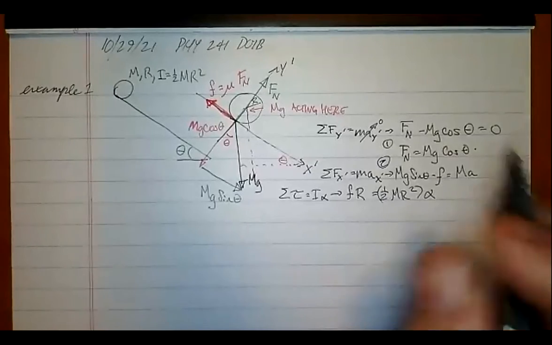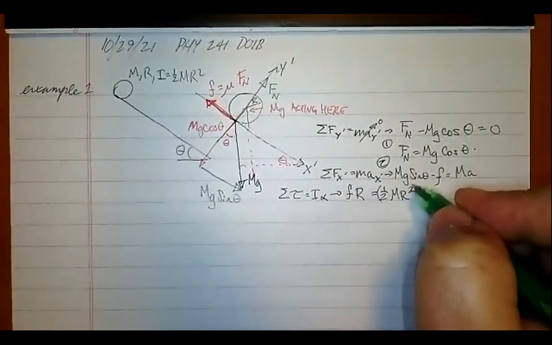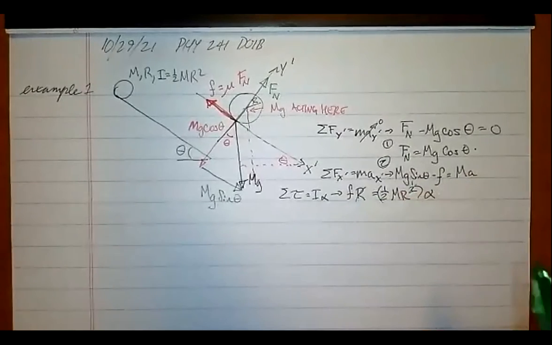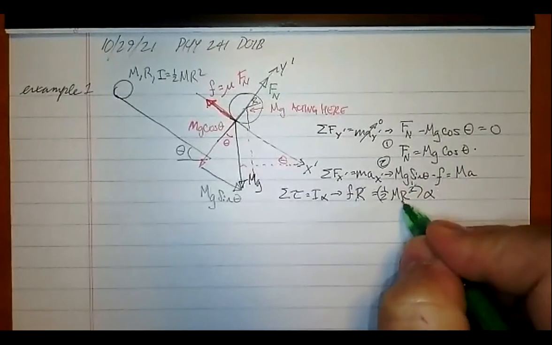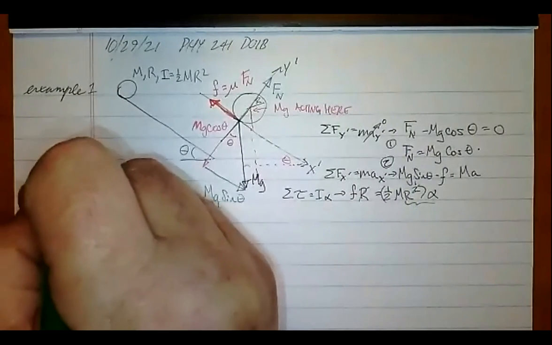Now what you can see is that I've got 2 r's here. One of those is going to cancel out, leaving 1 with this one. Now I've got r times alpha, and rolling without slipping, I'll write over here.